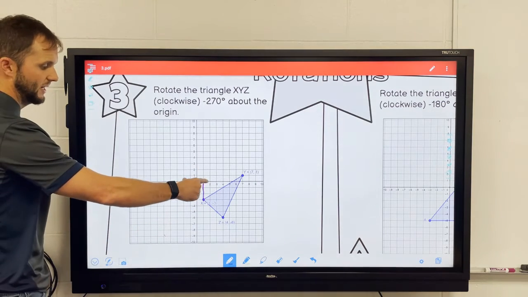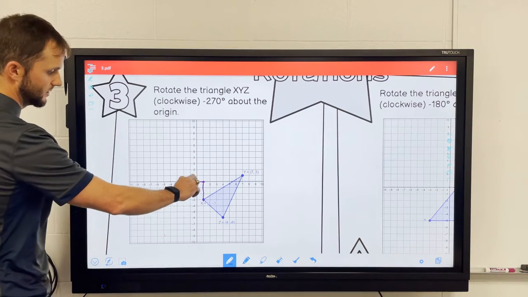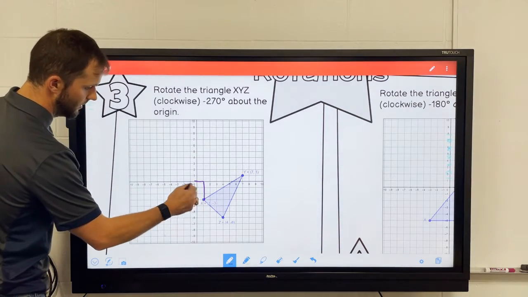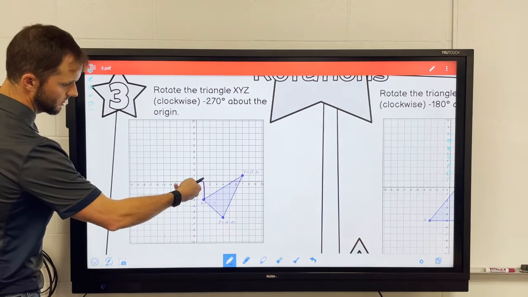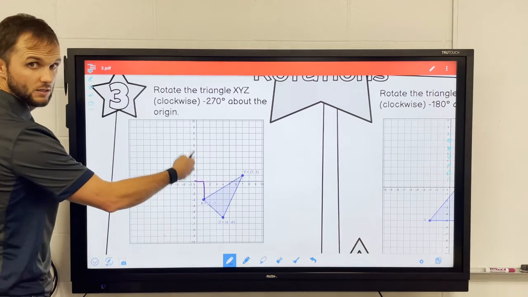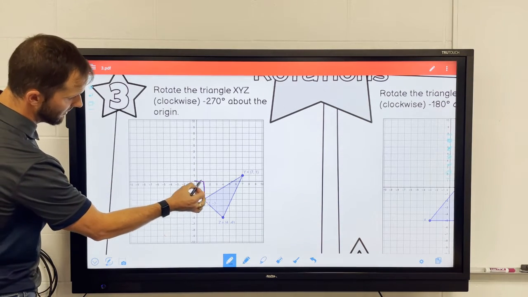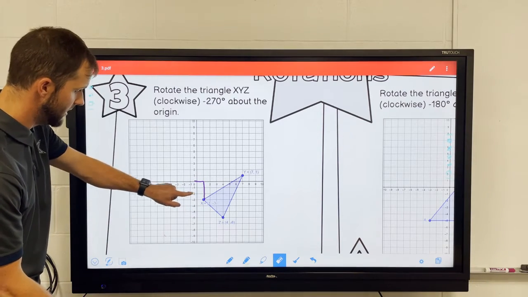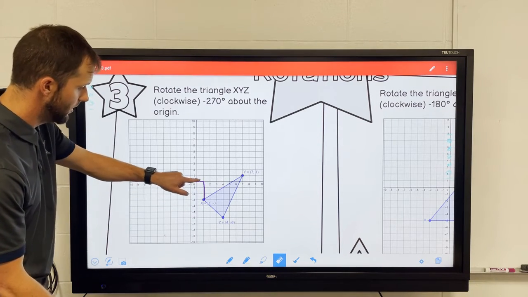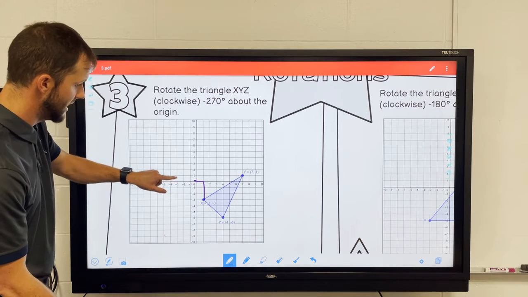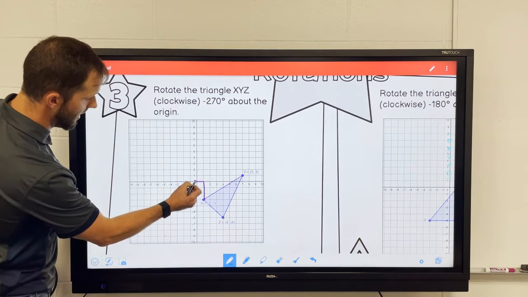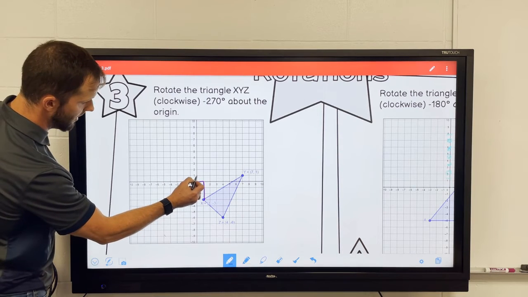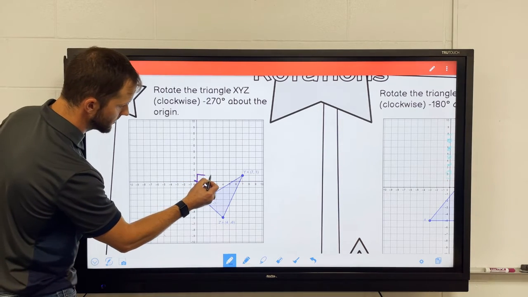Remember, I'm rotating this thing negative 270. So if this ends up here, 1 and down 3, I'm going to rotate it 1, 2, and then 3 is going to be up here. So that means I'm going to end up going up 1 and rotating here. Then I would end up going up and over here now. So I'm going to go up 1 and over 1, 2, 3.